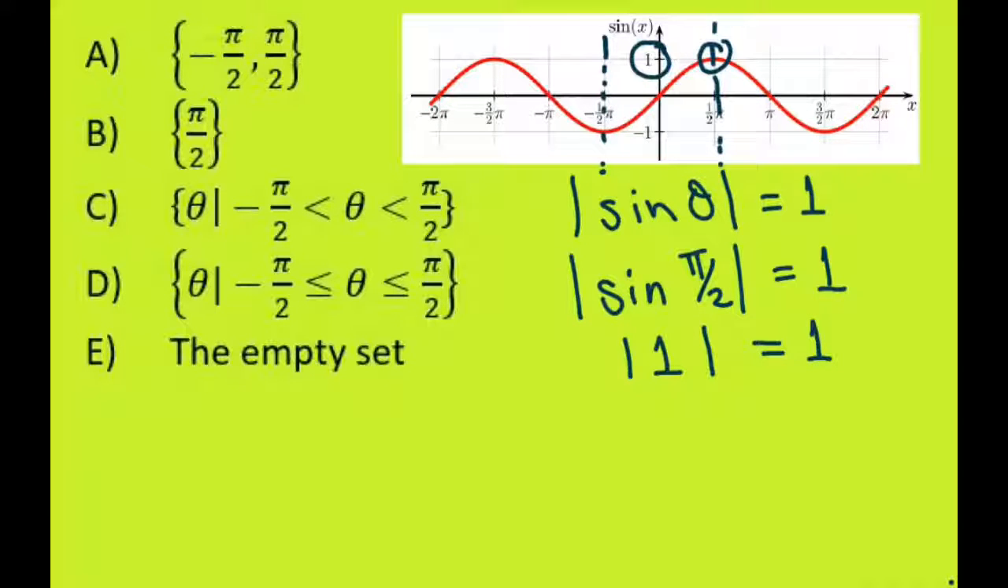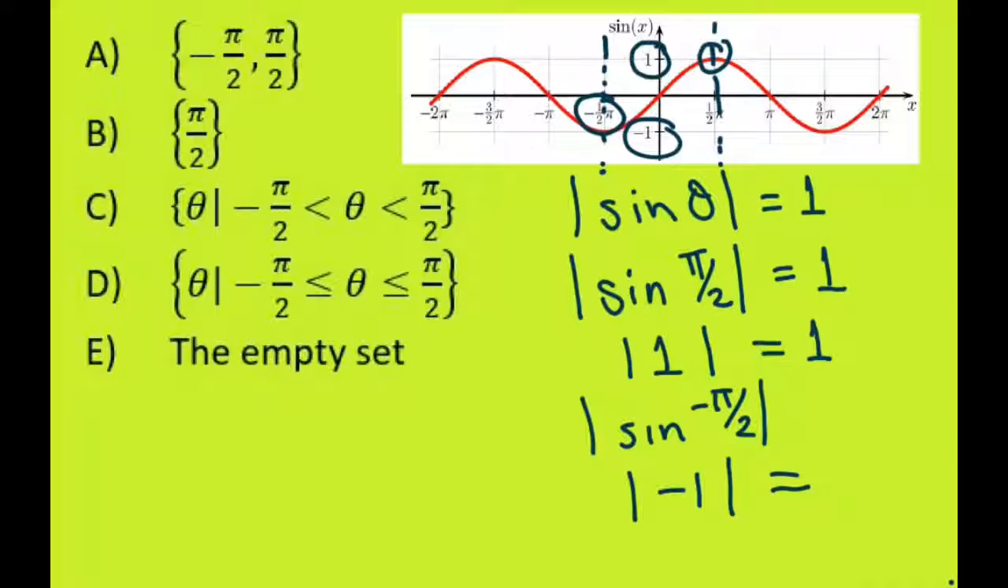But now let's look at negative pi over 2. So we do the absolute value of sine of negative pi over 2, and sine of negative pi over 2 equals negative 1. We see that here. But when we take the absolute value of it, it is positive. So we actually have two values.